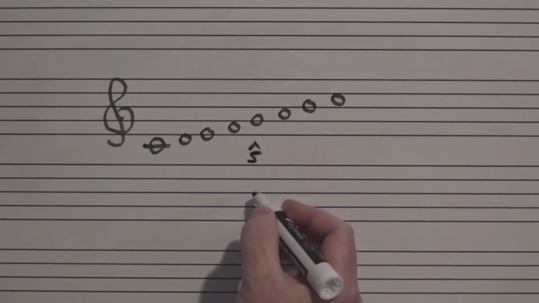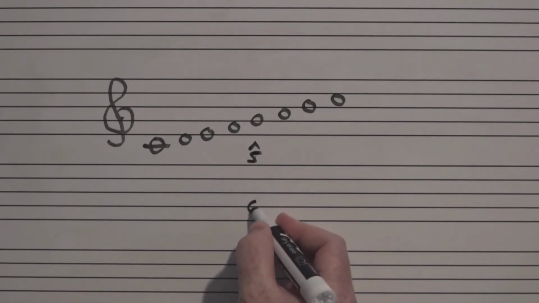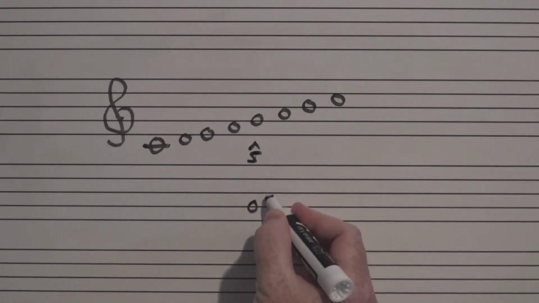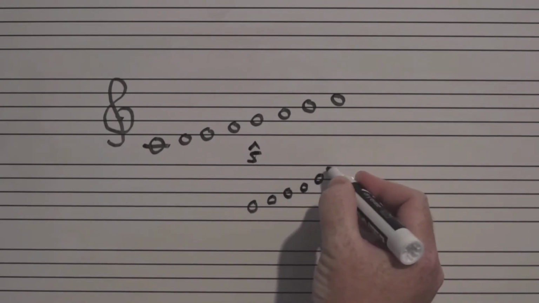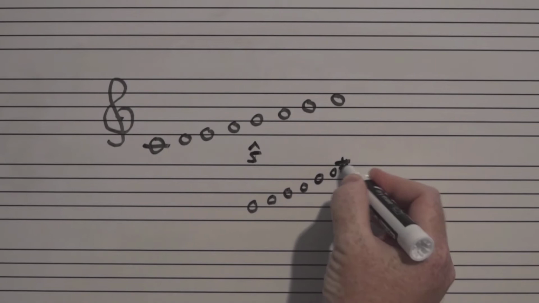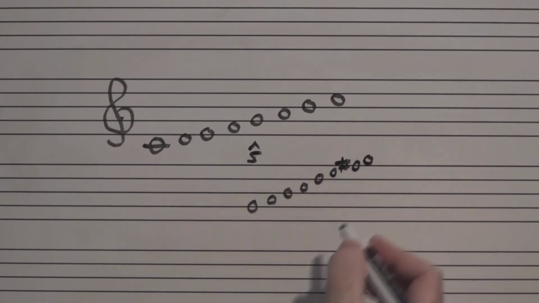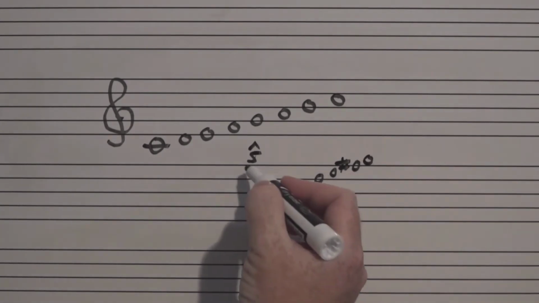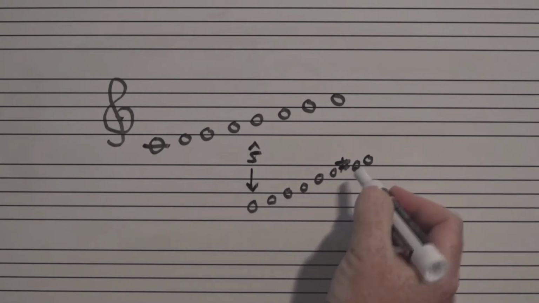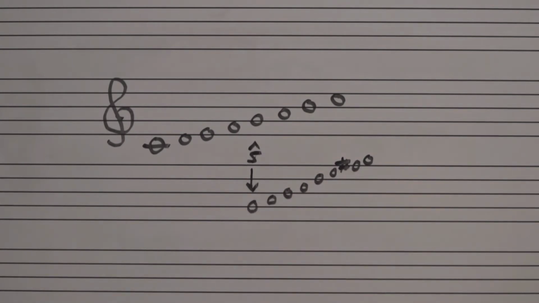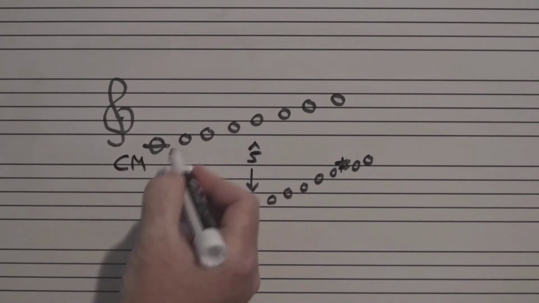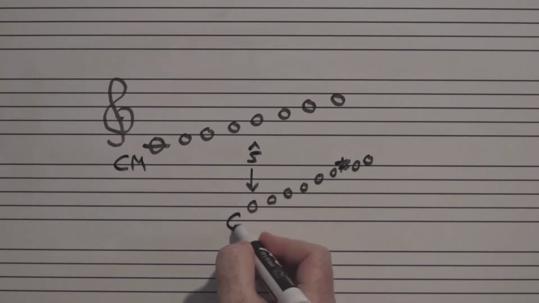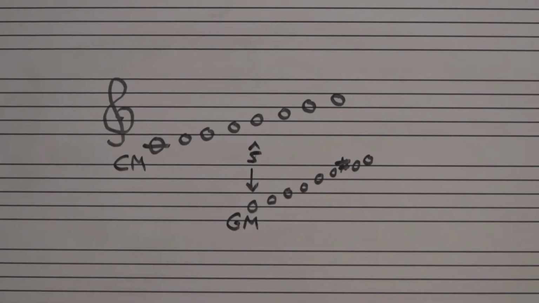And when we go up to scale degree 5 and write the next scale, we see that this next scale has one sharp. So the C major scale has no sharps or flats. The G major scale has one sharp.